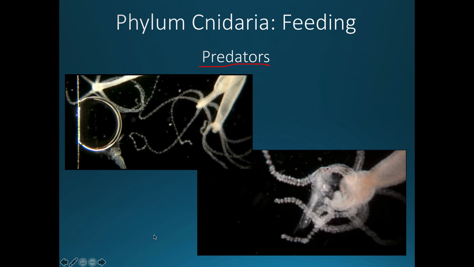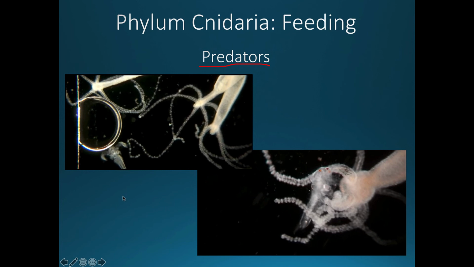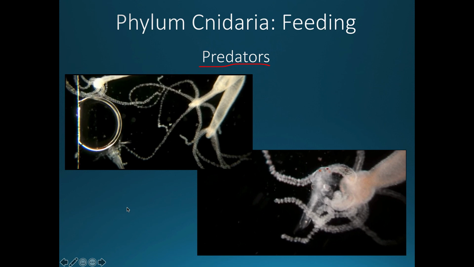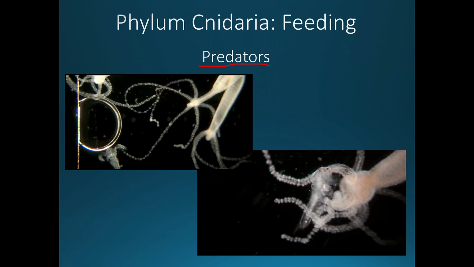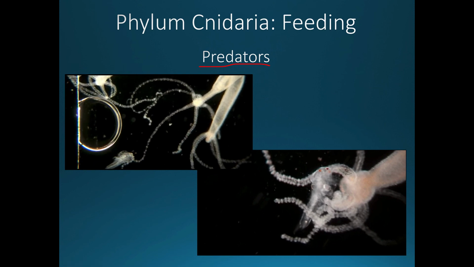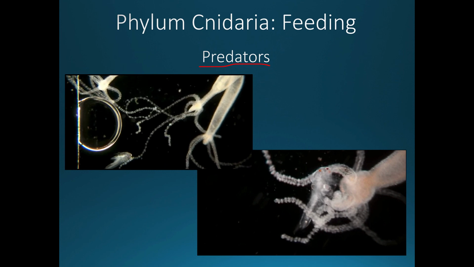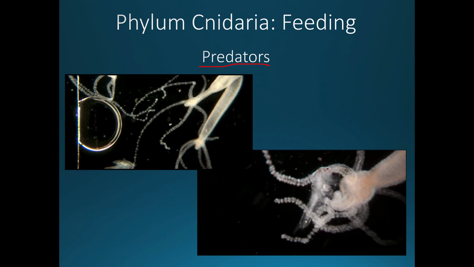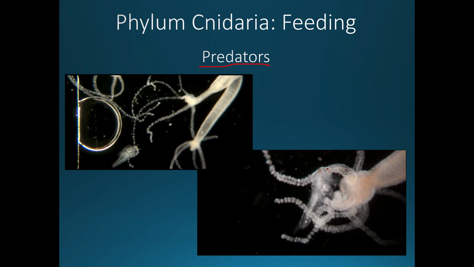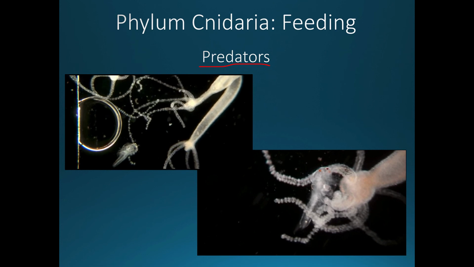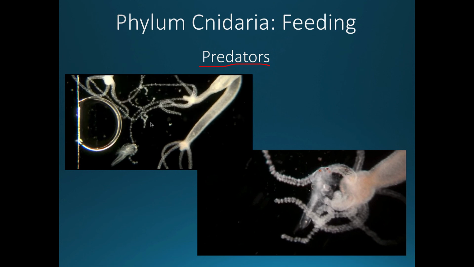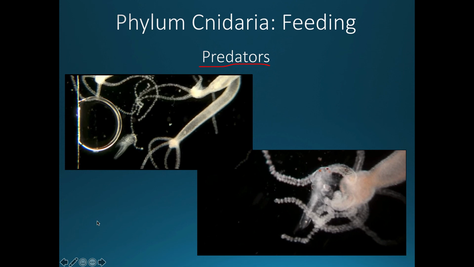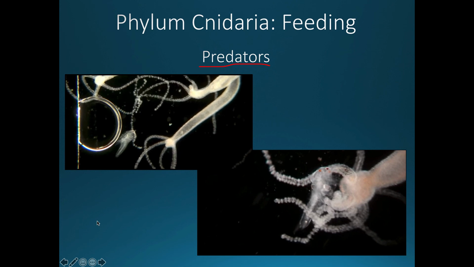You can see the cnidocyte cells moving towards it, and this organism here, probably some kind of zooplankton, is moving quite well here until those barbs touch it. And you can see it's very efficient. The animal quickly quits moving and dies. And now what you're going to see is these tentacles pulling the prey into the body of this jellyfish.